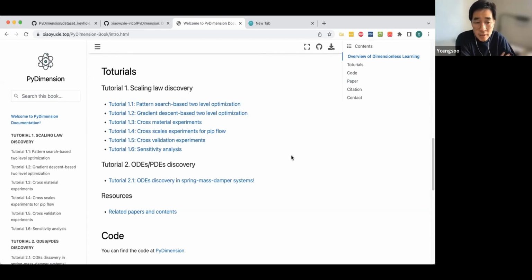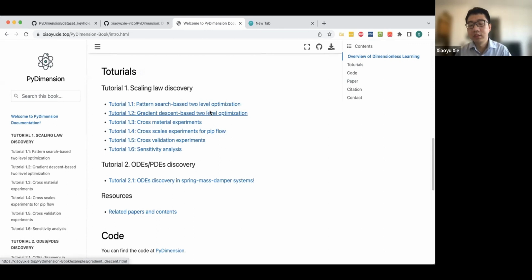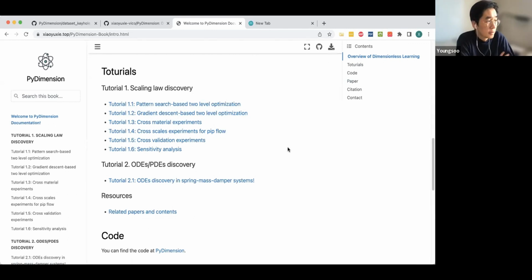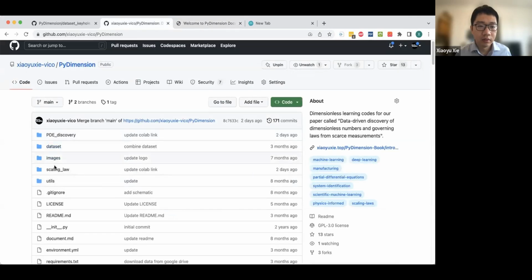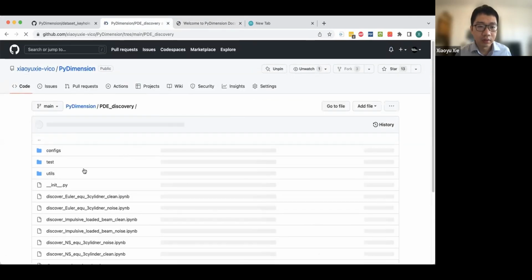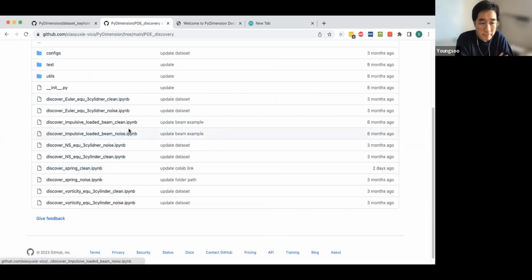It looks like a really nice document you put on the web. Yeah, everyone can get access to it by searching for the Dimension GitHub. In the paper you have put many other examples, right? Are the other examples available on GitHub? Yeah, on GitHub.